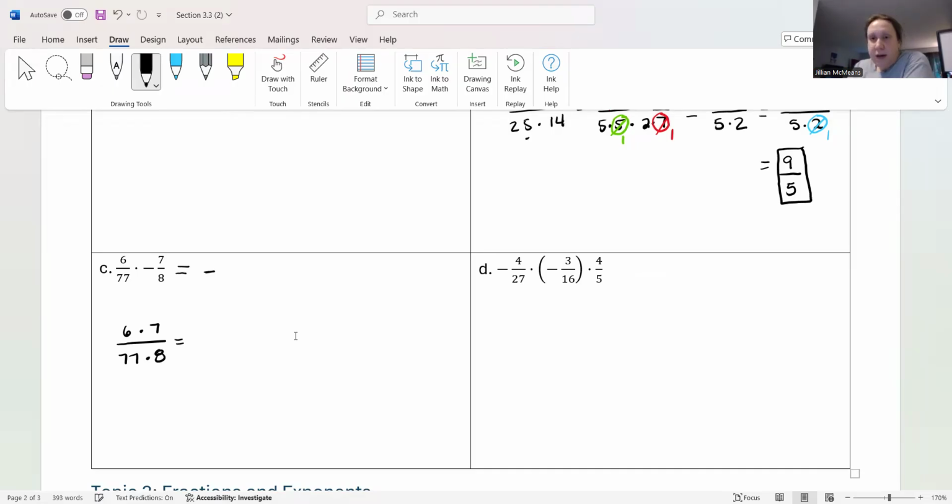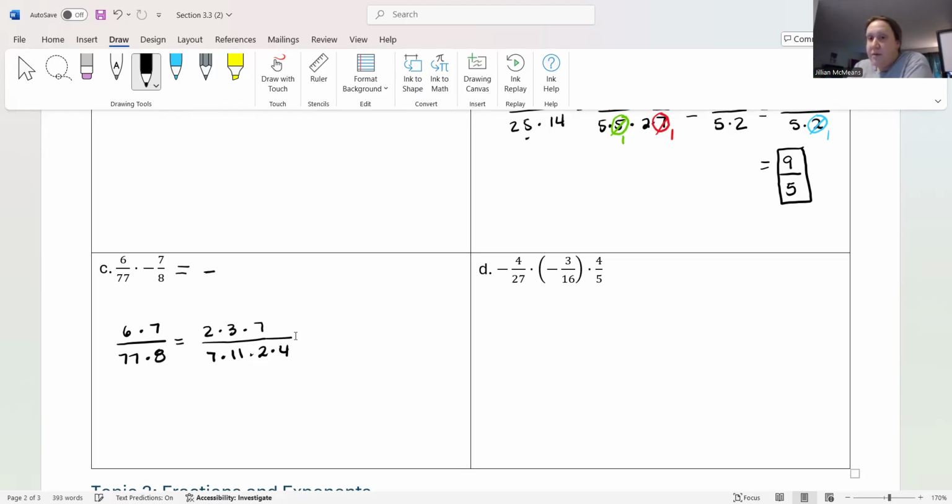Now let's see if we can break these down at all. I know that I could think of 6 as 2 times 3. Now 7 is prime, so I'm just going to leave my 7 as is. In the denominator, anytime you see a double-digit number where the digits are the same, it's always divisible by 11. So 77 is basically 7 times 11. So 7 times 11. And then instead of 8, I'm going to think of 8 as 2 times 4.